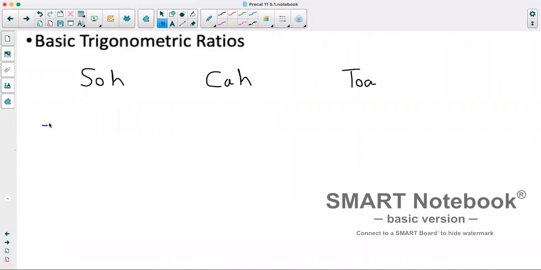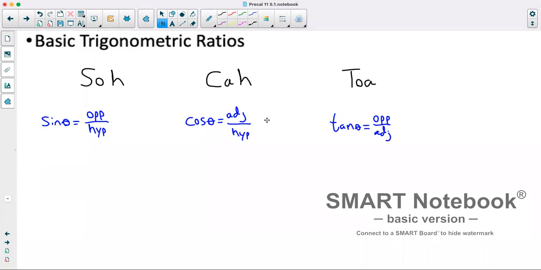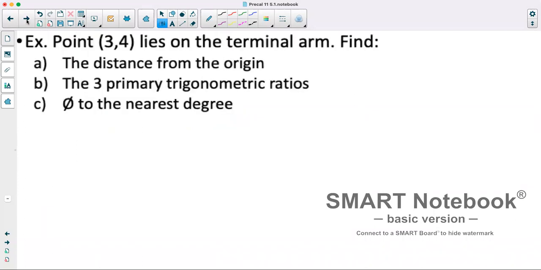This first one, SOH, would be sine theta is equal to our opposite over our hypotenuse. CAH is cos theta is equal to our adjacent side divided by our hypotenuse. And TOA is tan theta is equal to our opposite side over our adjacent side. So these are our basic trig ratios. Now we'll do an example that utilizes those.